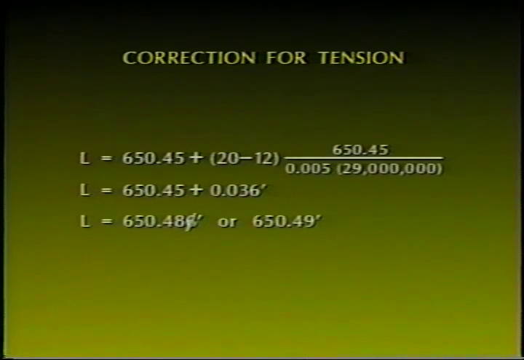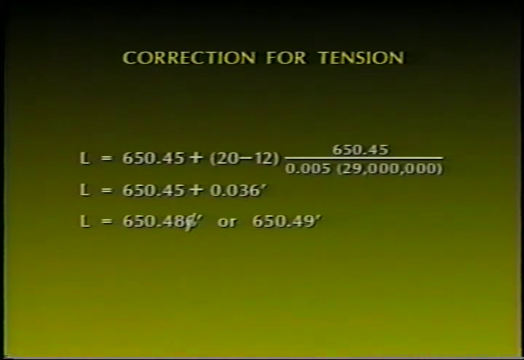This value is then multiplied by the quotient of the length of the line measured, 650.45 feet, divided by the product of the cross-sectional area of the tape, 0.005 square inches, and the elasticity of steel, 29 million pounds per square inch, giving us a correction of positive 0.036 feet. When this correction is added to the measured length of the line, the actual length of the line is 650.486 feet, which is rounded to 650.49 feet.